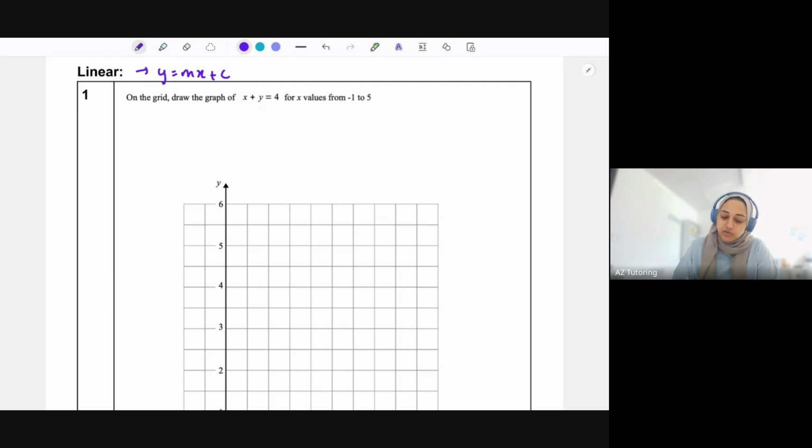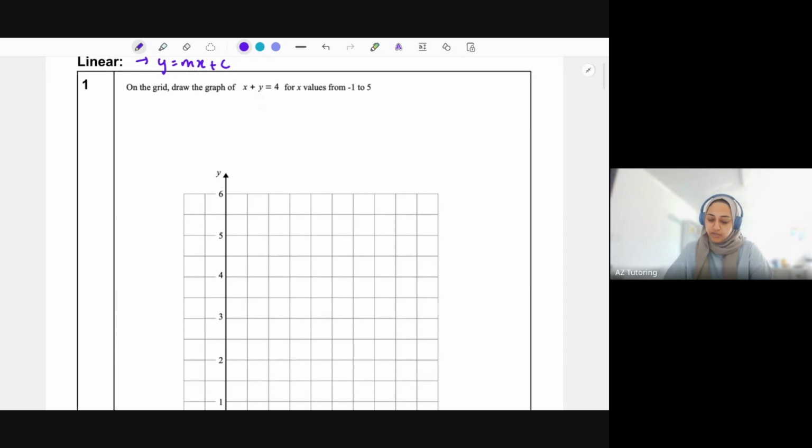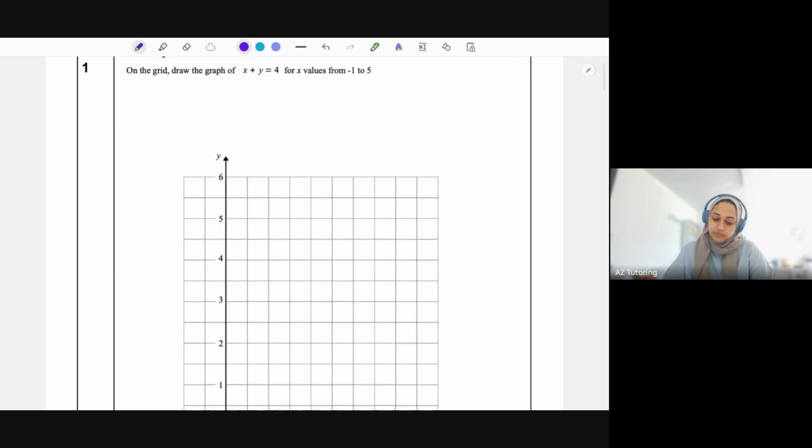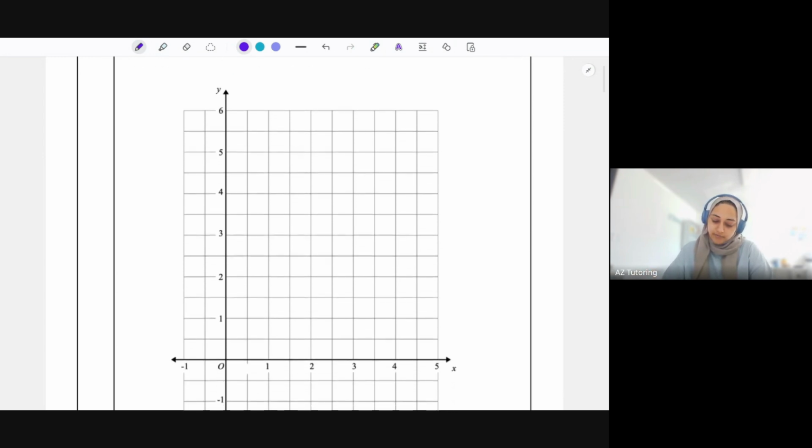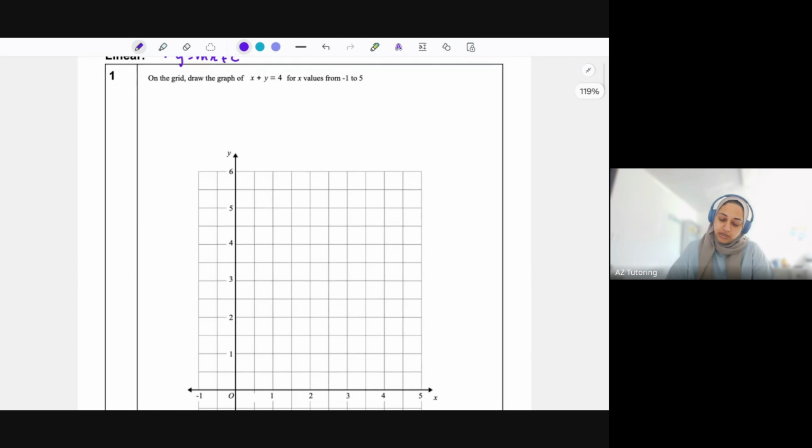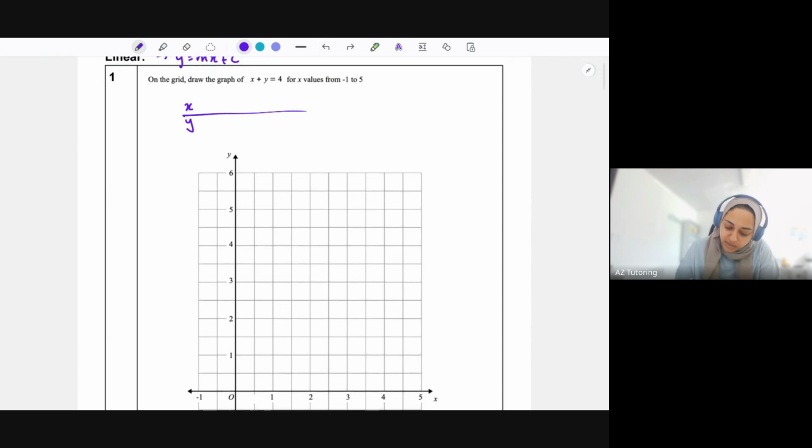So it says here on the grid, draw the graph x plus y equals 4 for the values between -1 to 5. Okay, so what we could do is a table of values. There's a few different ways to do this, but I'll do a table of values so we can show this method, and we'll do different methods for other ones. So it wants it between -1 and 5. So when x is -1, what is y?